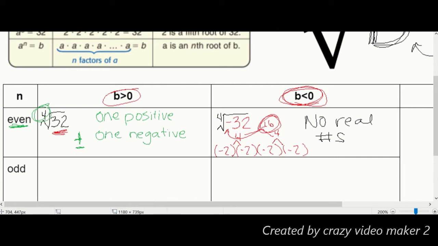I know you're really excited to learn about the imaginary numbers. So for now, we can't answer this any further. Later in the week, we will be able to.